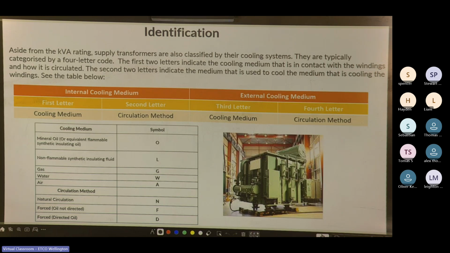So if you look at the table below, mineral oil is just O. Non-flammable synthetic insulating fluid is L. Gas, G. Water, W. A, air. And then your circulation method is N for natural circulation. Forced oil not directed, F. Forced directed oil, D.